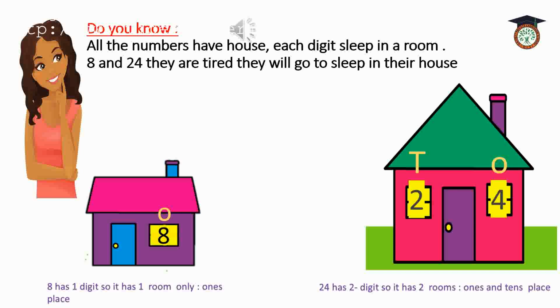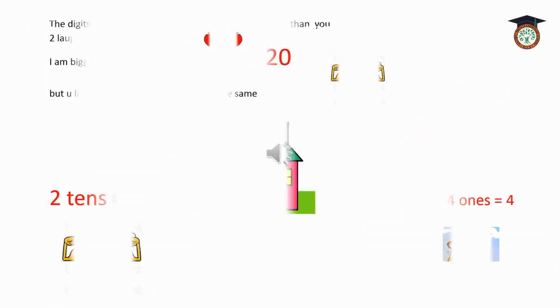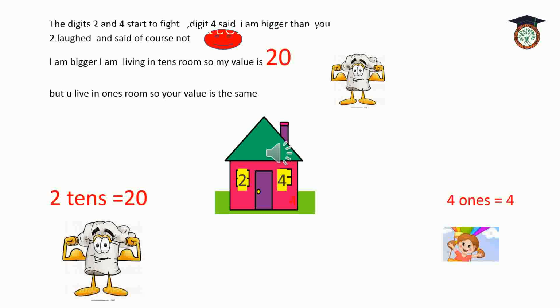Can you guess what the names of these rooms are? If we remember, we said before that we have the tens room and the ones room. Tens on the left, ones on the right. One day, number 24 is going out of the house, so the digits 2 and 4 start to fight.